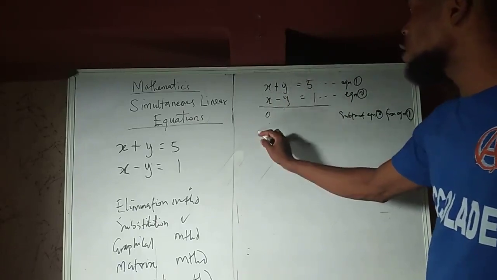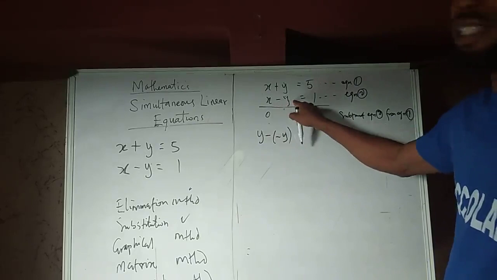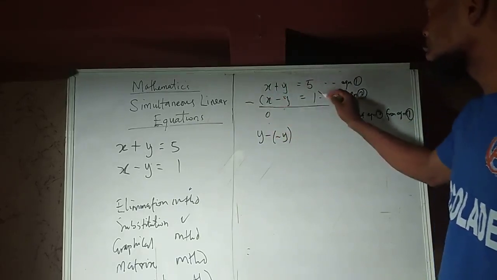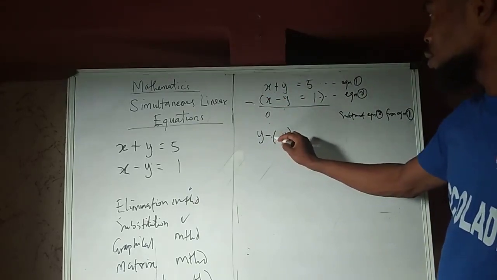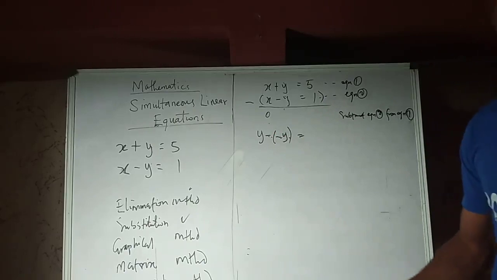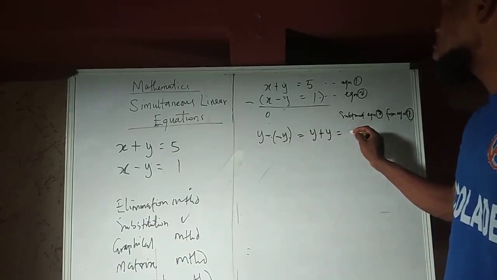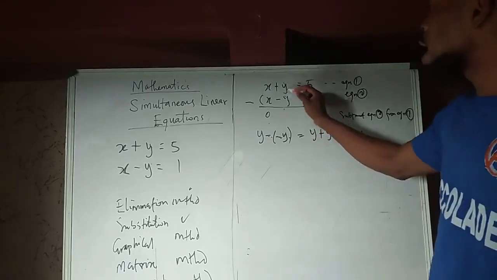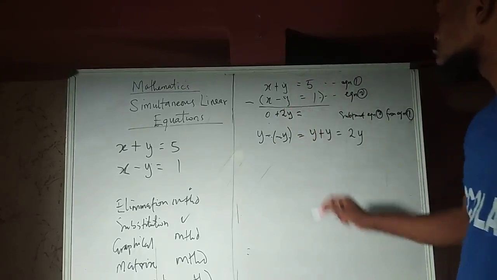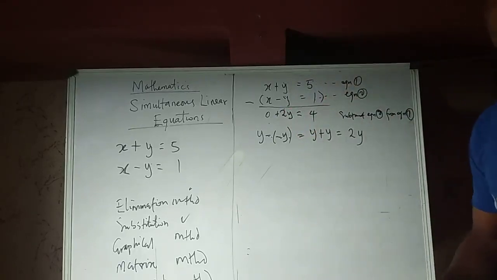Then with this other one, we are going to have y minus y, because the y here is negative. So y minus the subtraction sign, that's this one, minus y. This will now become minus times minus is a plus. So this will become y plus y, and y plus y is 2y. So y minus y here is going to be plus 2y. Right? Then 5 minus 1 is 4.